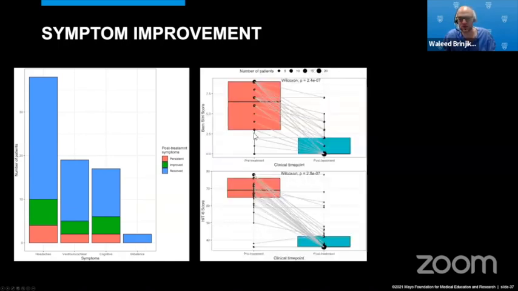This is just showing individual patients, if they improved their Bern SIH score and HIT-6 score. And you can see that, again, most patients had complete improvement. Some patients did not have headache, so the HIT-6 score is not a perfect measure of outcome because not every patient has headache.